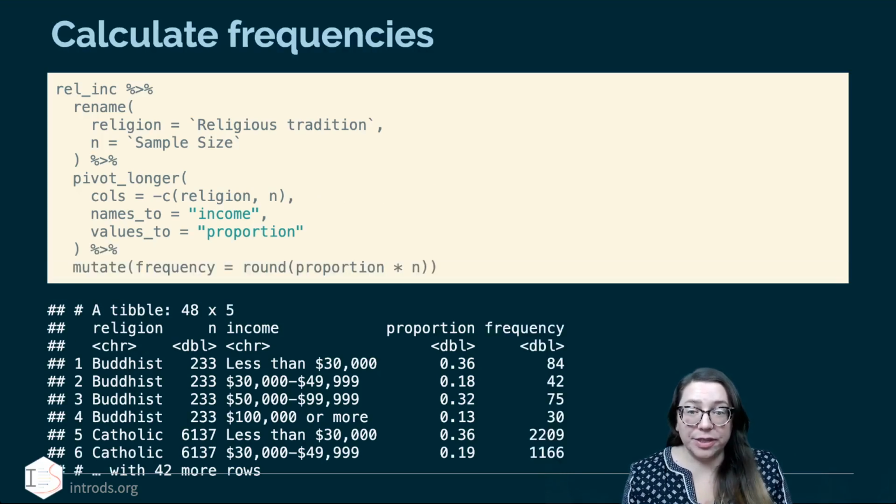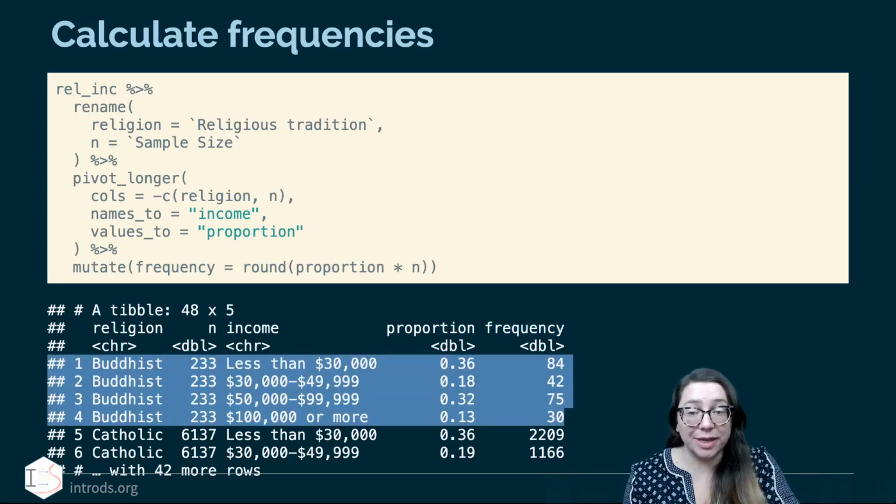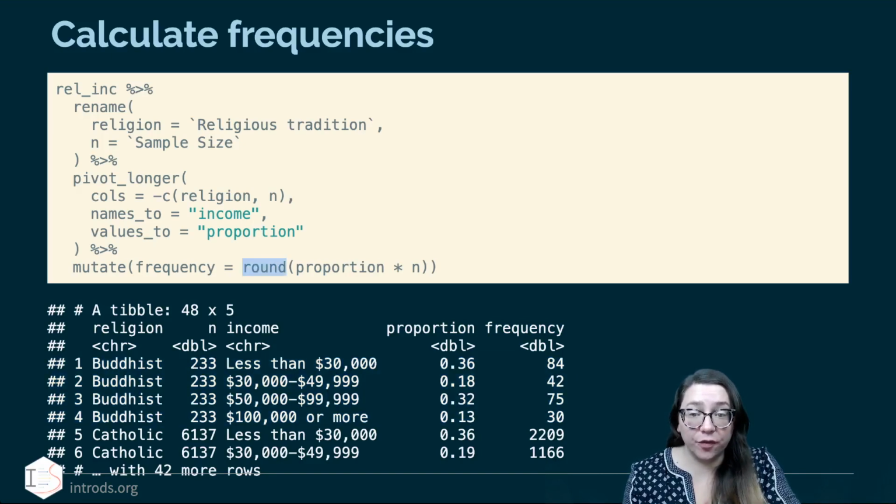Next, what I want to do is to calculate the frequencies. So I have my sample sizes in the column called n, and I also have my proportions. So by multiplying the two, I'm going to calculate frequencies. I'm going to be honest here, I'm being a little bit sloppy, because it's possible that for some of these religious tradition groups, maybe the sum of the frequencies don't necessarily add up precisely to the sample size because of rounding error. Here, the way I'm calculating the frequencies is I'm saying multiply proportion times n, and then round it.